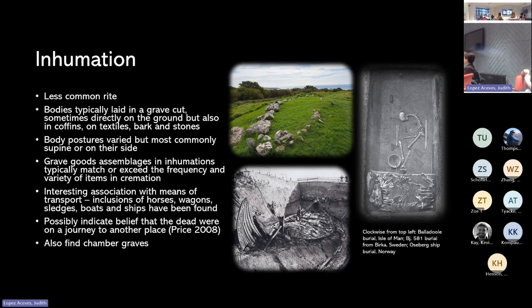Grave goods typically match or exceed cremation burials. And then, as you can see here, there's this interesting association with means of transport. So this is the famous VJ581 from Birka with horses, but this is also a kist burial. That's the Oseberg ship from Norway. And then this is a photo I took of a burial in the Isle of Man this year. It has been suggested that they possibly believed that the dead were on journeys to other places.